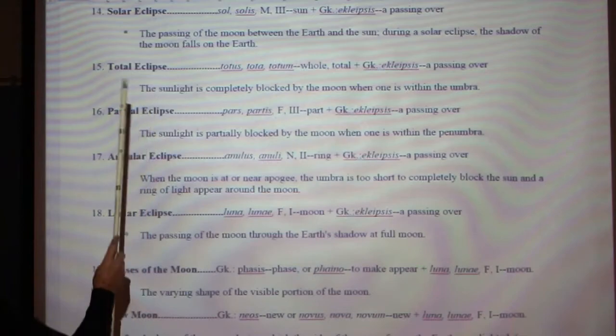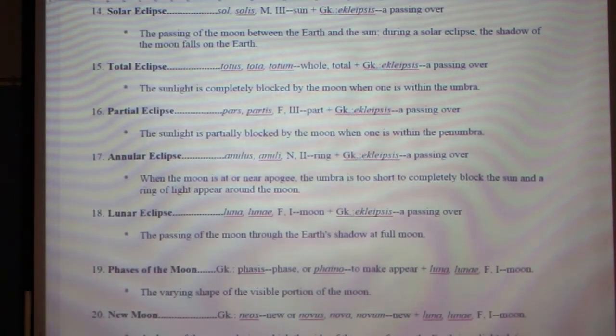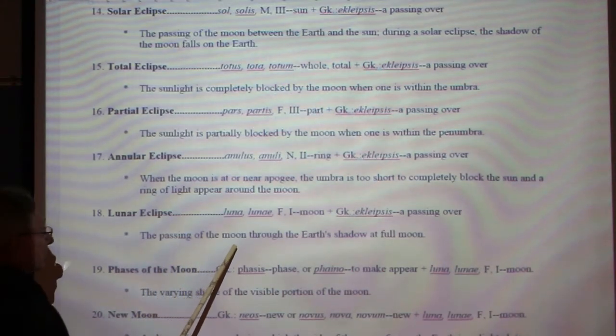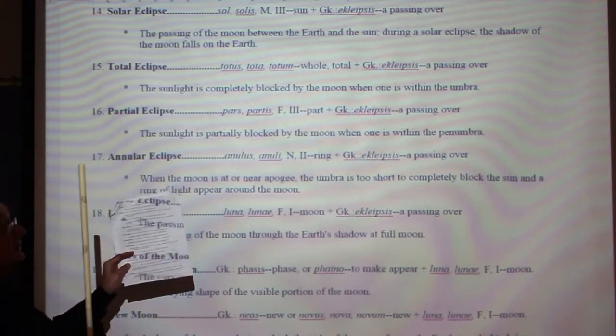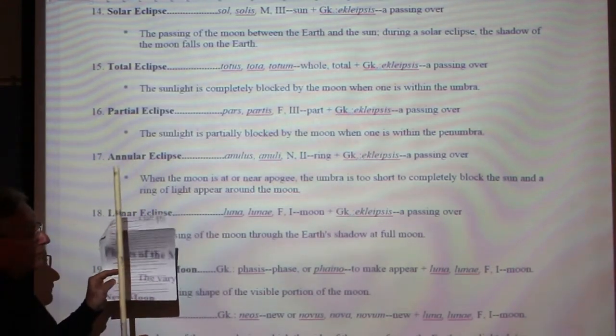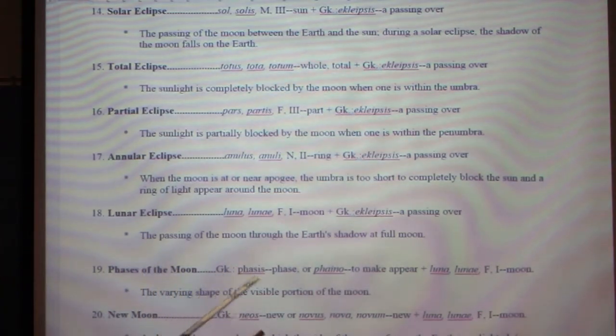The opposite of a solar eclipse is a lunar eclipse: the passing of the moon through the Earth's shadow. Well, the Earth is much bigger, therefore the umbra is going to be bigger, and the penumbra is going to be bigger.